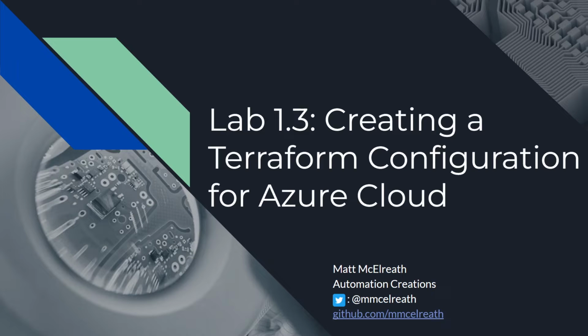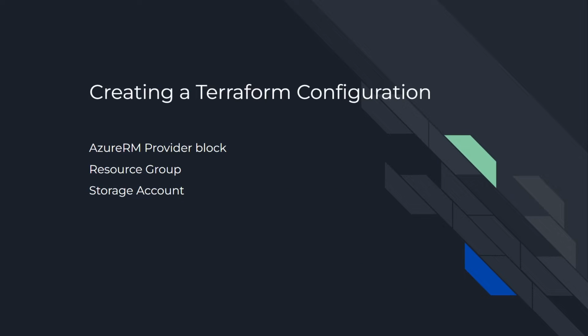I'm Matt, and in this next video, we're going to take what we learned in the last couple videos and create a configuration which will spin up some resources in Azure. For this configuration, we're going to keep things simple. First, we'll go through the steps to define the AzureRM provider using the example from the documentation. Once that is set up, we're going to write some Terraform code that will create a resource group. Then we're going to create a storage account to put inside that resource group.